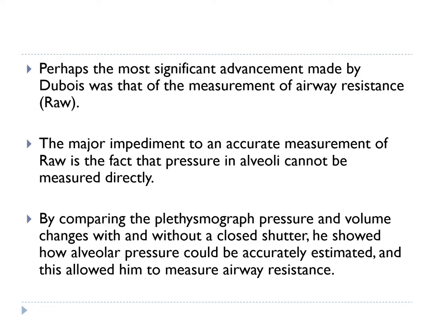The most significant advancement made by Du Bois was the measurement of the airway resistance. The major impediment to an accurate measurement of the airway resistance, Raw, is the fact that the pressure in the alveoli cannot be measured directly. So by comparing the plethysmograph pressure and volume changes with and without a closed shutter, he showed how alveolar pressure could be accurately estimated, and this allowed him to measure the airway resistance.